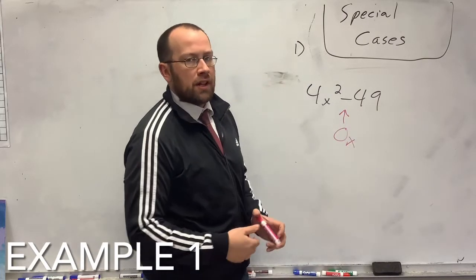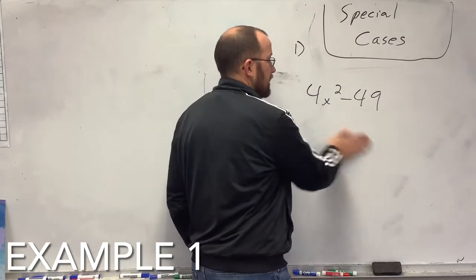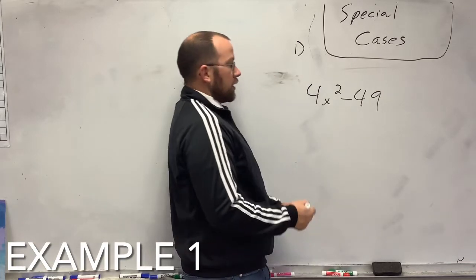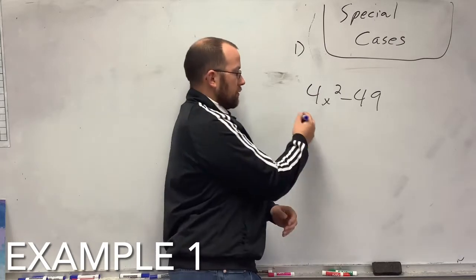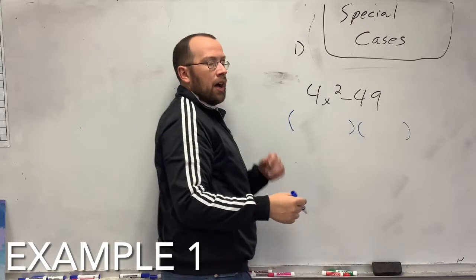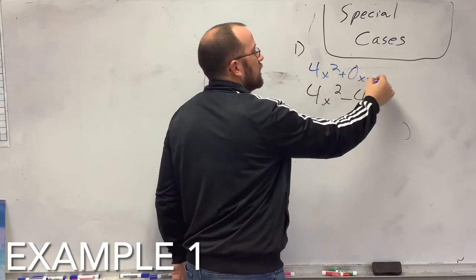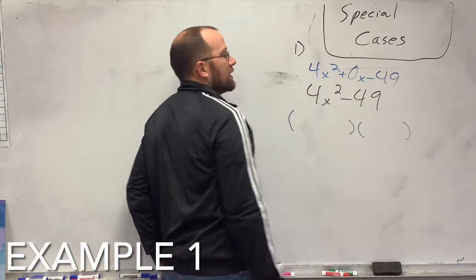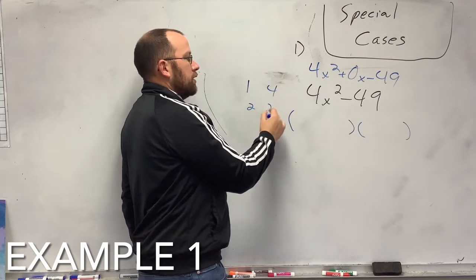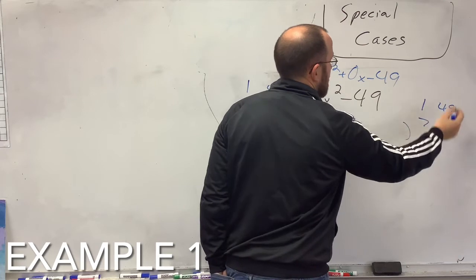So you have to ask yourself, how would I get 0x in the middle? Well, it's pretty simple if you think of it in terms of square roots. So I'm just going to factor this out now, the same way I've been doing it. I'll rewrite this up here. What I'm actually looking for is 0x in the middle. So 1 and 4, 2 and 2, 1 and 49, 7 and 7.